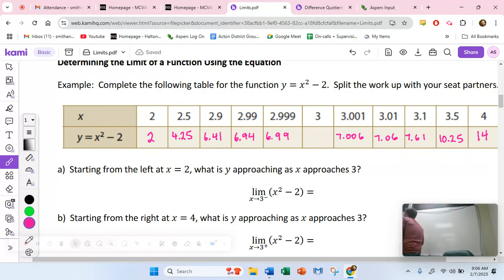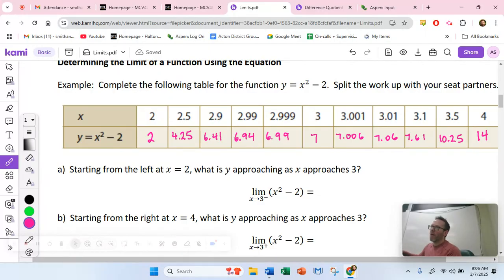It looks like as we get close to 3 from the left, and as we get close to 3 from the right, we're getting close to 7, right? Well, what do we get when we plug in x equals 3? 3 squared minus 2 equals 7. Do you guys get that as well?